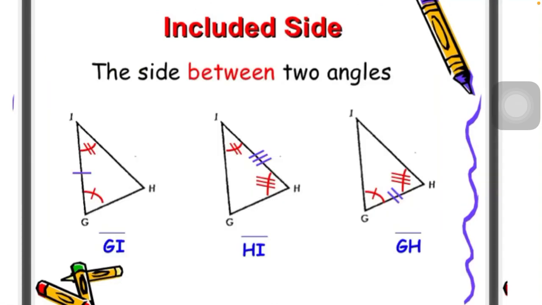Included side can be like this in three ways. Like if I have included side GI, the angles will be I and G. If I have IH side, included side, the angle should be I and H only. And if I take GH included side, the angle should be G and H. So this is how three ways you can take the included angle and what should be the sides and what should be the angles between it.